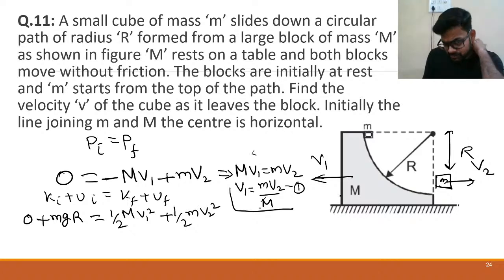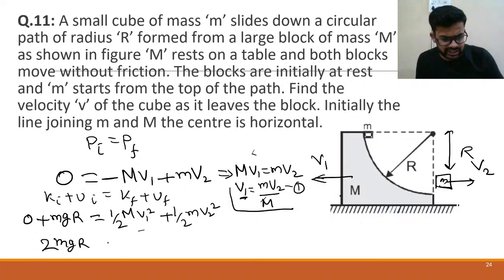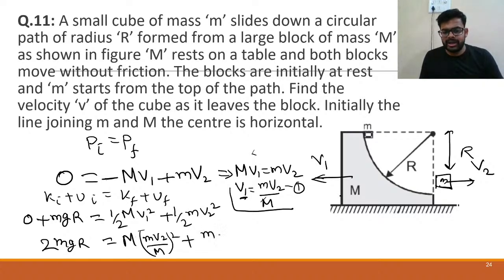What we need to find? v2 we need to find. So let us place the value of v1 here, and directly you will get v2. So mgr, let us move this to the left side, LHS. So m is only there, and the value of v1 we will write: m v2 divided by capital M, whole square, plus small m into v2 square. Okay, now let us solve it.